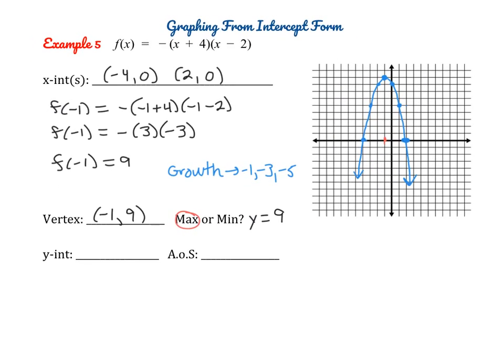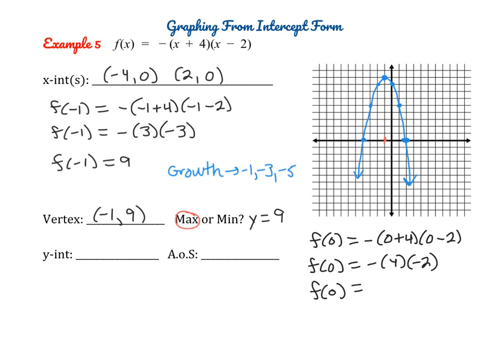Now we need to find the y-intercept. We can find the y-intercept by setting x equal to 0. So we need to find f of 0. So negative 0 plus 4 times 0 minus 2. So we have negative 4 times negative 2. So f of 0 equals 8. So 0, 8, which confirms exactly what we see on our graph. Our y-intercept is at 0, 8.